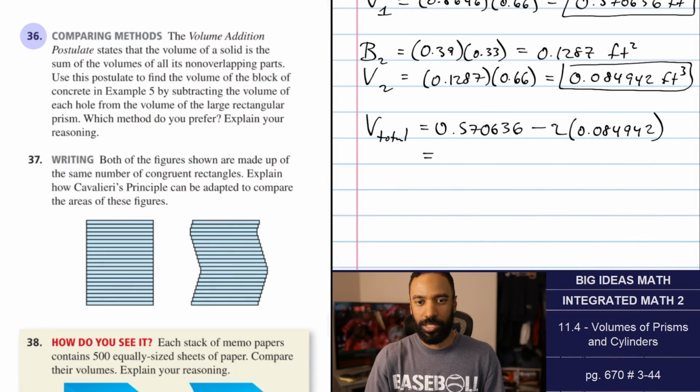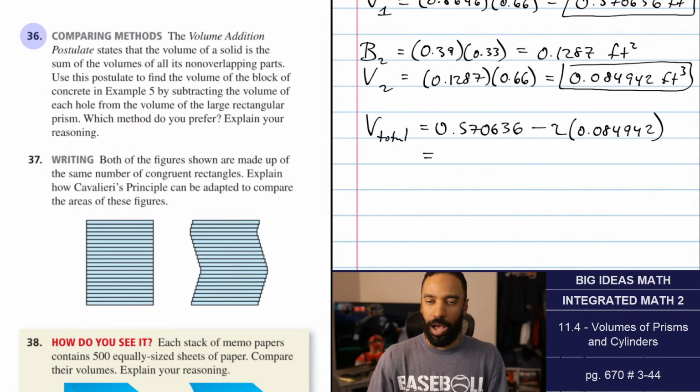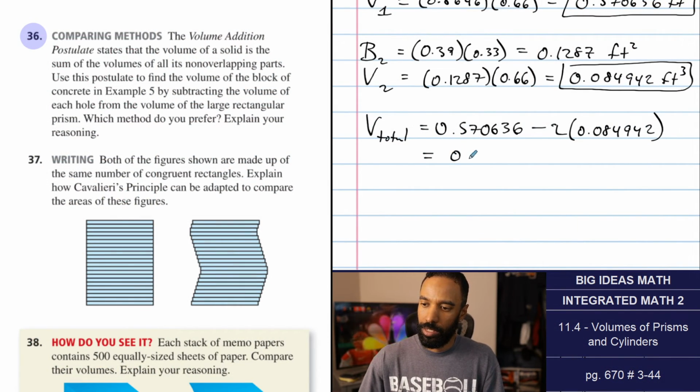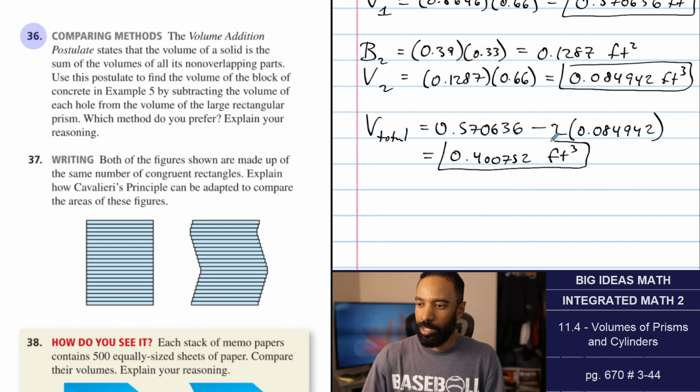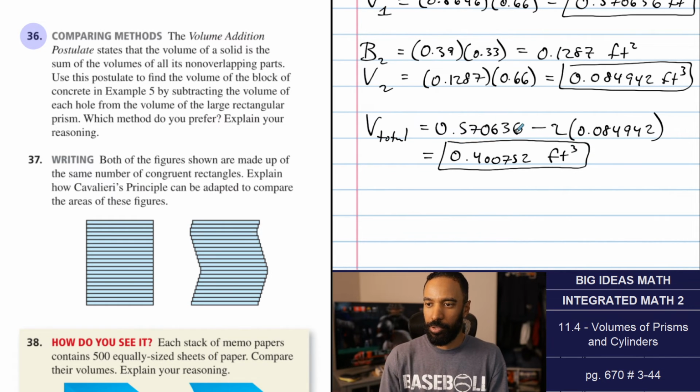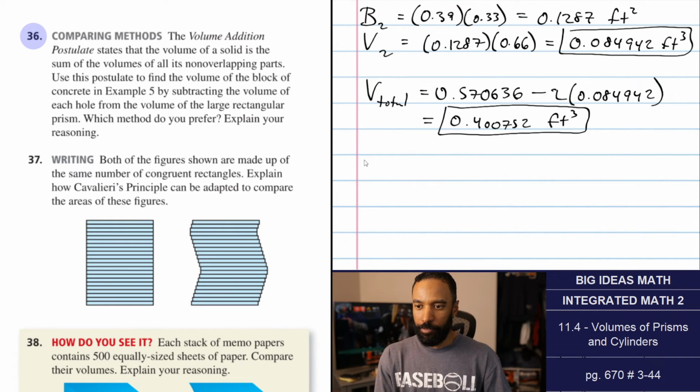So I'm going to write the exact 0.400752, just to justify that I actually did it all. Where'd you get the other numbers from? I computed it. So I prefer this method.